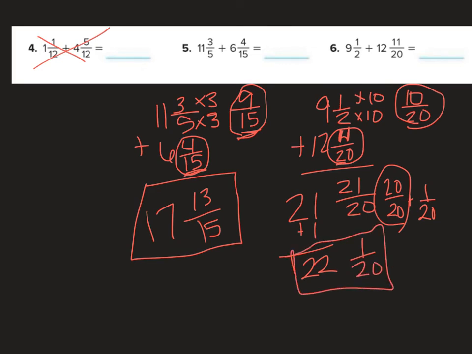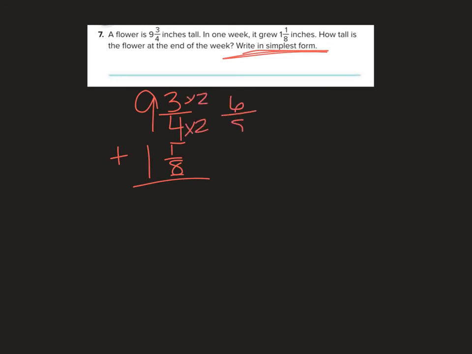All right, let's do some problem solving. Okay, a flower is 9 3/4 inches tall. In 1 week, it grew 1 1/8 inches. How tall is the flower at the end of the week? Write in simplest form. 9 3/4 inches plus 1 1/8 inches. So I'm going to add my fractions. I need to get common denominators, 4 and 8. So I need to multiply by 2. I'm going to get 6/8 plus 1/8, which is going to get me to 7/8. 9 plus 1 is 8. Oh, no, it's not. Adding, 9 plus 1 is 10. 10 7/8 inches.